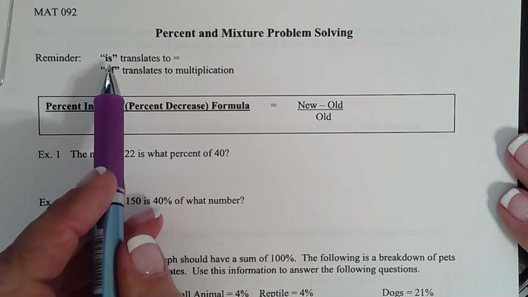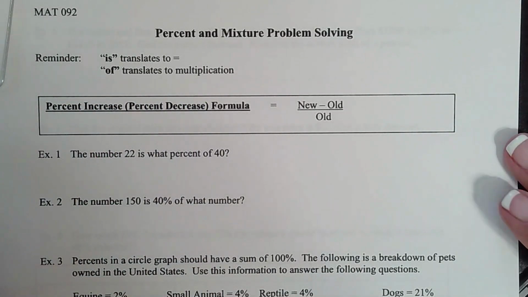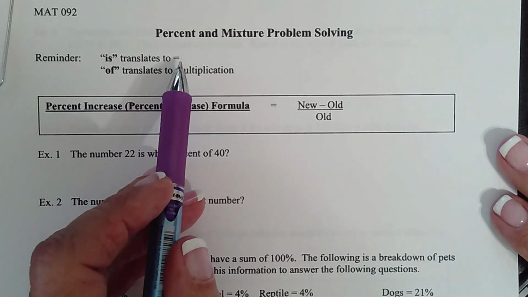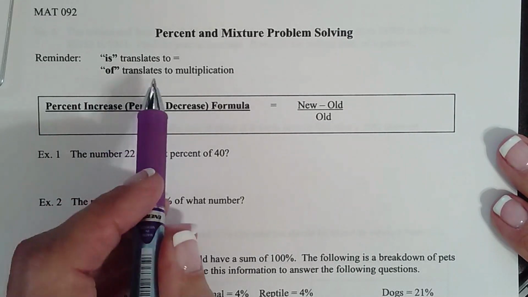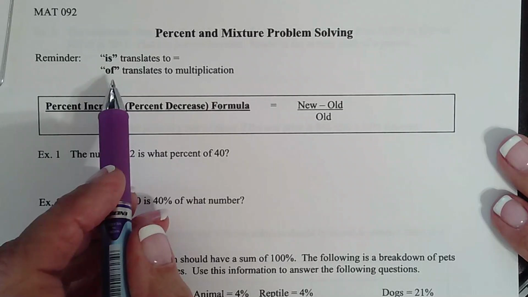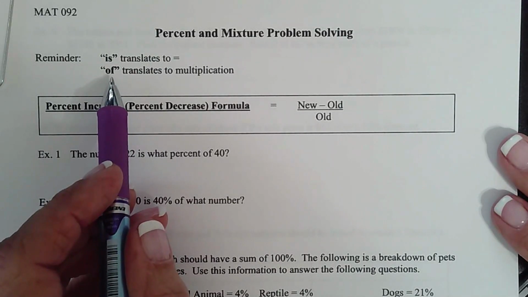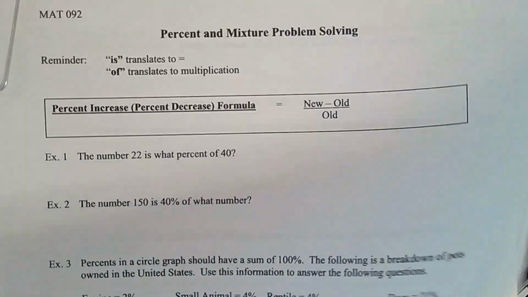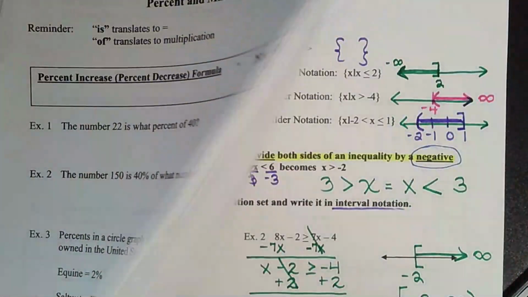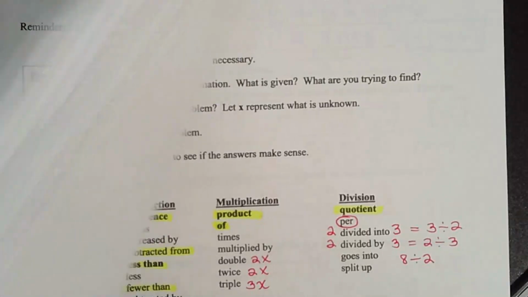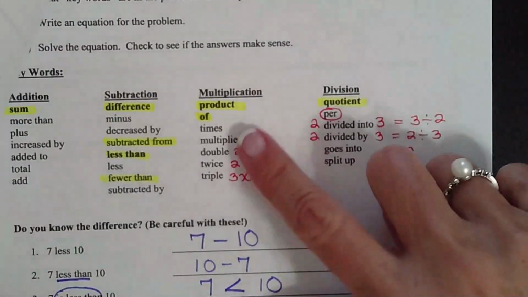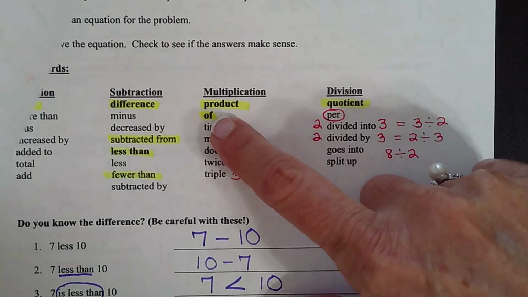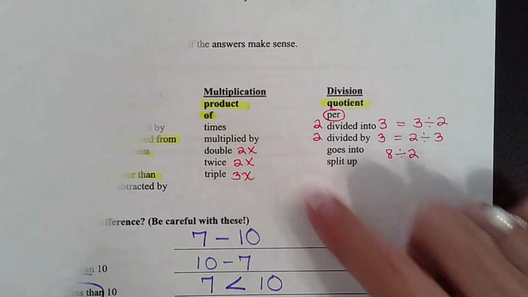So I put a couple reminders here back from your translation days. Remember, is translates to equal, and of translates to multiplication. And we had that highlighted under our multiplication when we were doing the operations, the keywords. Where was that? It wasn't too long ago, I remember. There we go, page 13. So that was one of the words we had highlighted for multiplication. Very common, actually, especially with percents.